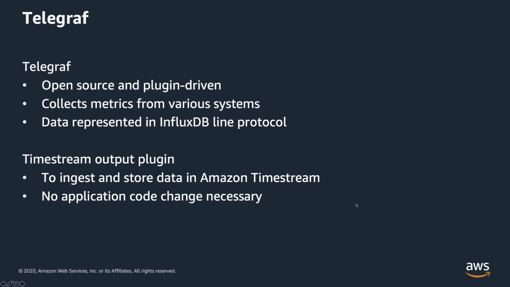Telegraf is an open-source, plugin-driven server agent for collecting metrics for various systems, including servers, containers, databases, and queues. And we have developed a Timestream output plugin for Telegraf to enable customers to ingest their time series data that is coming through Telegraf and represented in InfluxDB line protocol into Amazon Timestream without changing any application code.